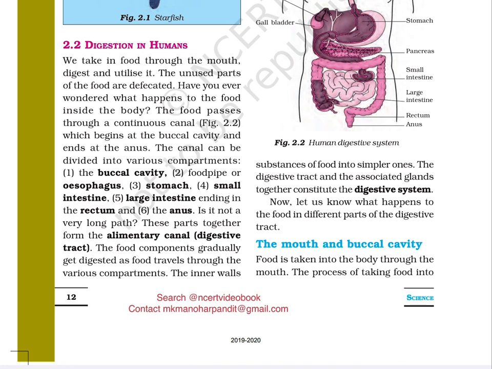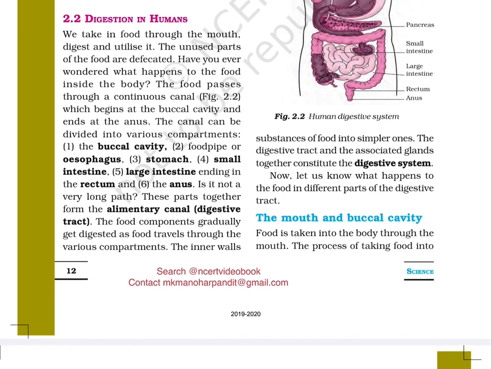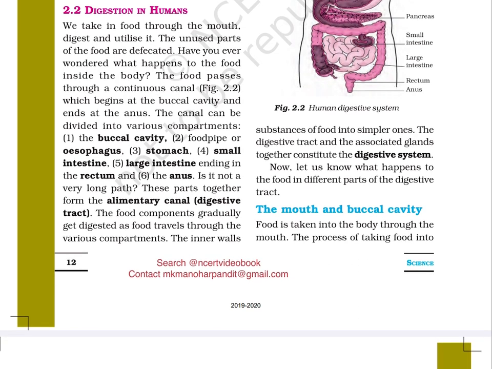1. The buccal cavity. 2. Food pipe or esophagus. 3. Stomach. 4. Small intestine. 5. Large intestine ending in the rectum. And 6. The anus. It is not a very long path. These paths together form the alimentary canal or the digestive tract.